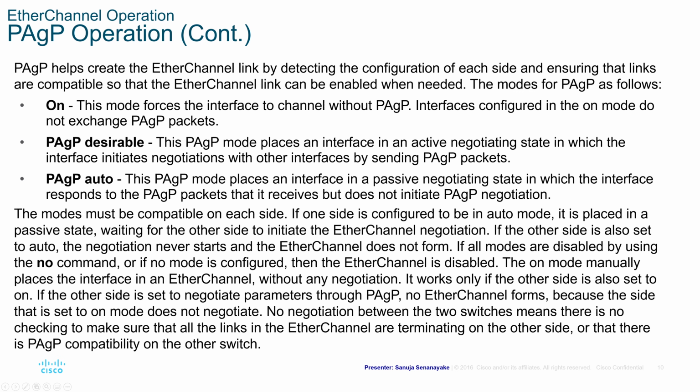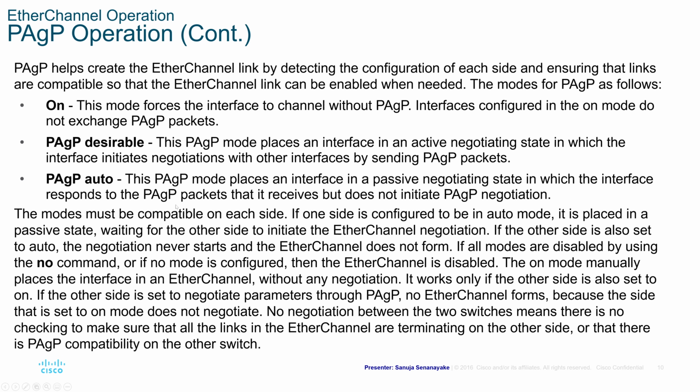The modes must be compatible on each side. If one side is configured to be in auto mode, it is placed in a passive state, waiting for the other side to initiate the EtherChannel negotiation. If the other side is also set to auto, the negotiation never starts and the EtherChannel does not form. That is another key piece of information you should remember.